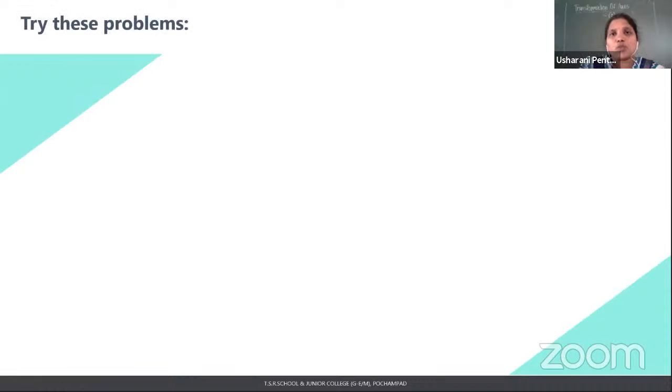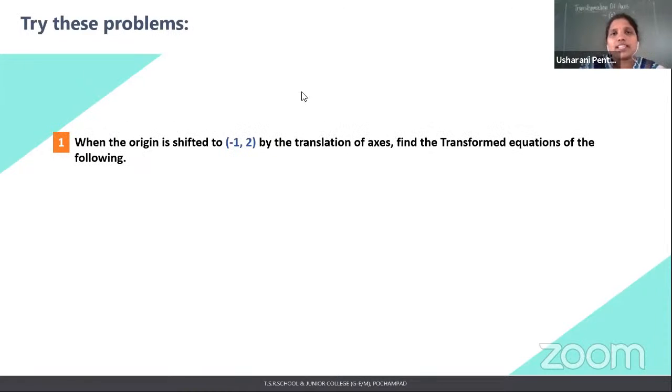You need to try these problems which are in your textbook. That is, when the origin is shifted, by the translation of axes, find the transformed equations of the following. They have given the origin is shifted, which means they have given the value of h comma k, as well as they have given what they are asking us to find, the transformed equation. That means which equation they have given. They have given the original equation. These are the original equations, and you need to substitute the points there to get the transformed equation.